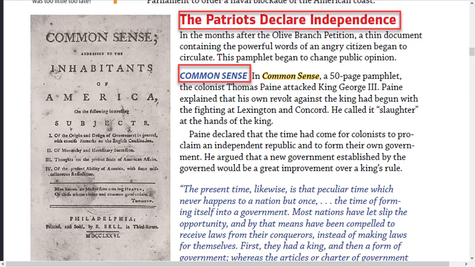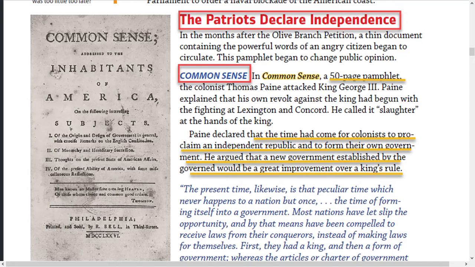Common Sense was this 50-page pamphlet written by Thomas Paine when he called for people that a time had come for colonists to proclaim an independent republic and to form their own government. And he argued that a government established by the governed would be a great improvement over the king's rule. Now, that's huge. A government established by the governed had never happened before in human history.